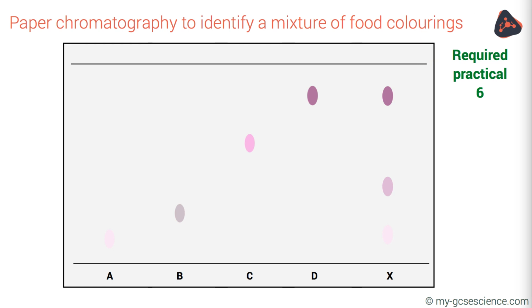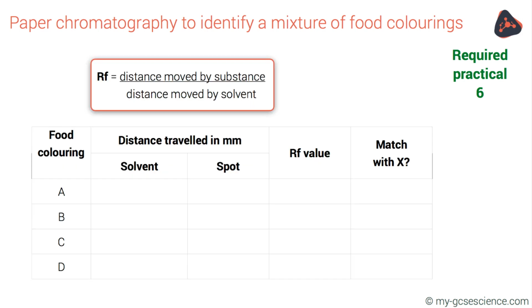Now it's time to do the RF values as we did before. Remember that the RF value is the distance moved by the substance compared to the distance moved by the solvent. So the distance moved by the solvent is going to be the same for all four, but the distance moved by the substance or the spot is going to be different for each of them. So let's go back and see what we've got.